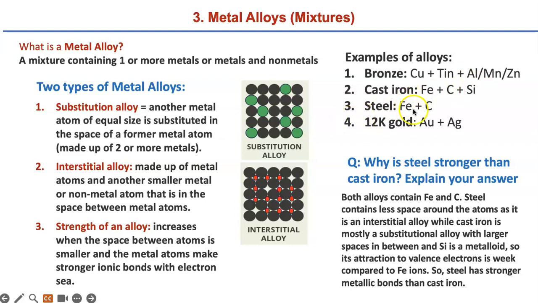Whereas steel is only made of iron, which has strong metallic bonds, and the spaces between the iron ions, not atoms, are filled out by the tiny carbon atoms, making it really strong. So that's why you use steel to make strong things, not cast iron.